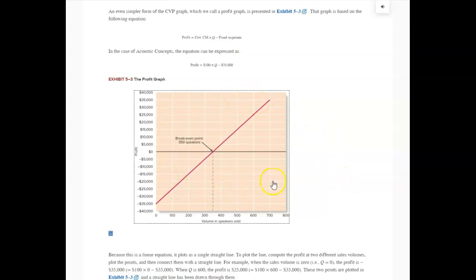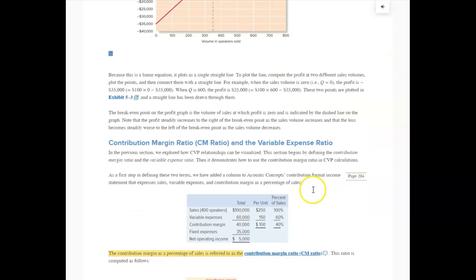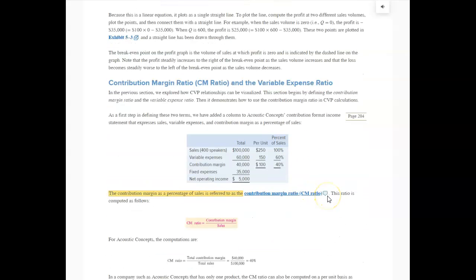I'm not too concerned about this graph. This is a profit graph. I don't pay attention to it too much. Don't worry about it. Now we have the contribution margin ratio.